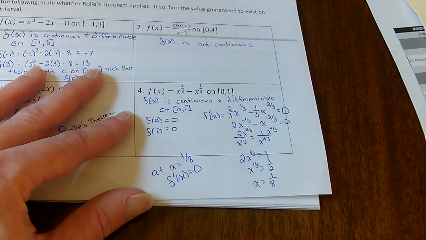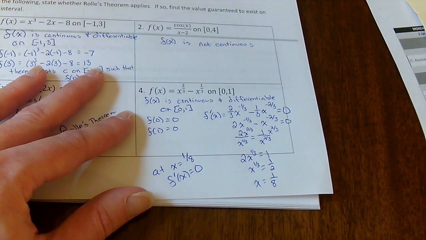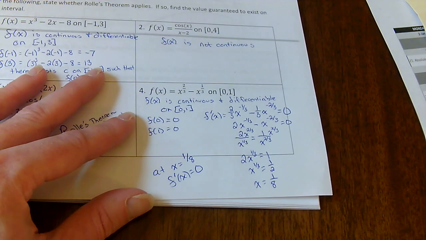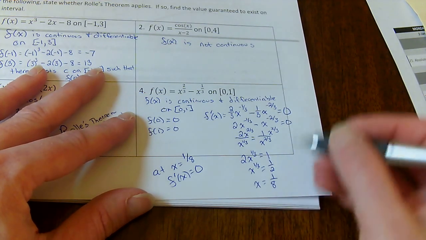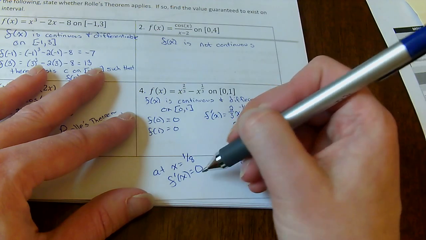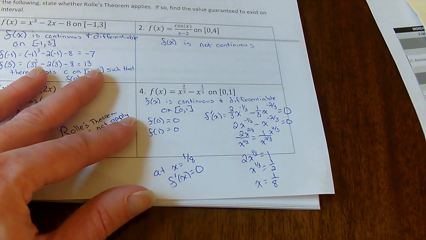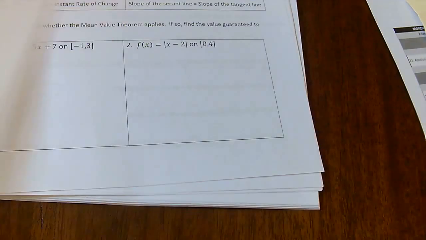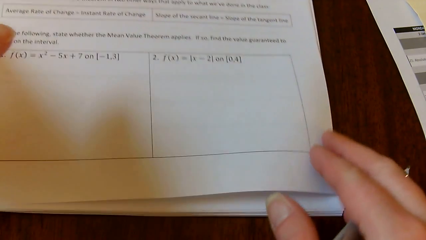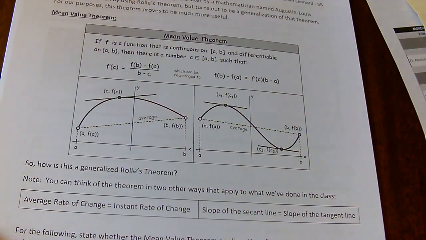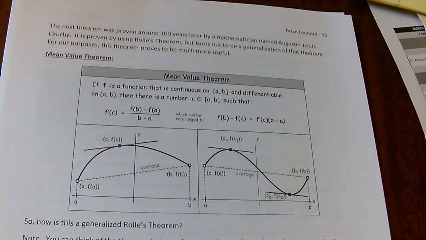Now, if we plug that value back in, we can actually find out whether we have a maximum or a minimum at that value. If I plug that back into the original equation, I could find out if this x value gives me a maximum or a minimum on the graph. And we'll be getting into that more in a minute. But the next theorem that we need to make sure that we go over was proven around 100 years later.